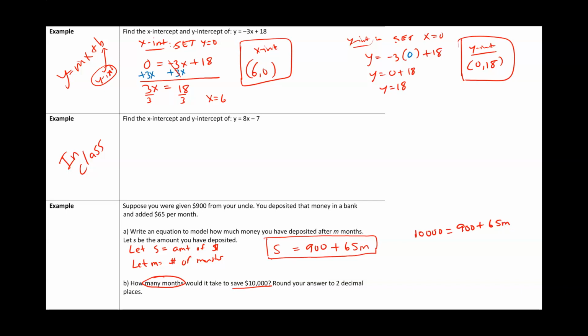Now, I'm looking for M because I'm looking for the number of months. So the first thing we have to do is get the 65M by itself. This is just like solving an equation, so we are going to subtract 900 from each side. If I take 10,000 and subtract 900, this gives me 9,100 equals 65M. Now the M is being multiplied by 65, so I divide by 65. And this gives me 140 months.